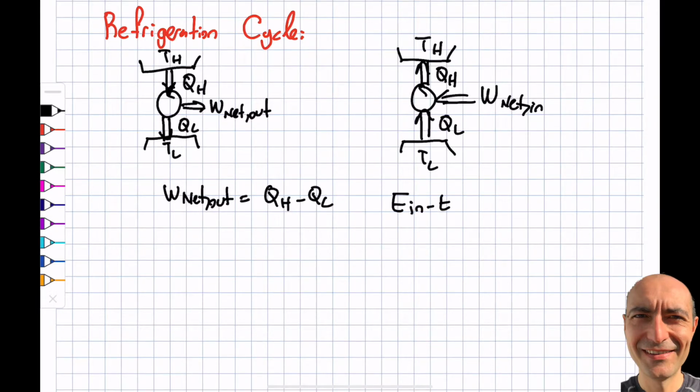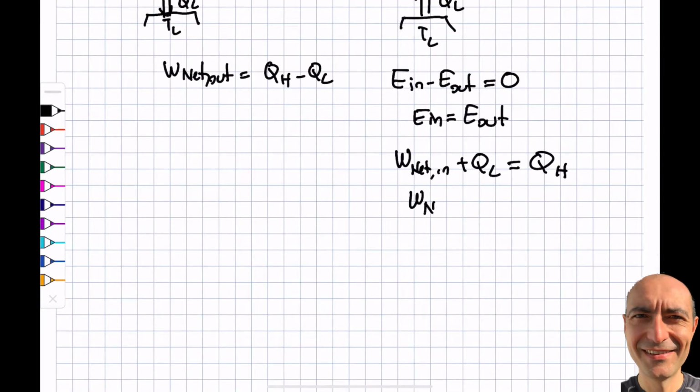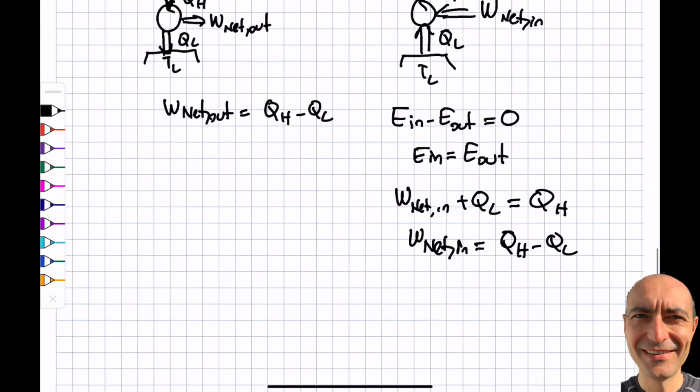E in minus E out is equal to 0 because it's a cycle, and so basically E in is equal to E out, right? Here I'm talking about the system as this refrigeration cycle, okay? And the E in is W net in, and QL is also in, right? That is equal to QH. And if I write this, W net in is equal to QH minus QL. Do you see a resemblance to here? Okay, so this is very similar. It's like the reverse of it.